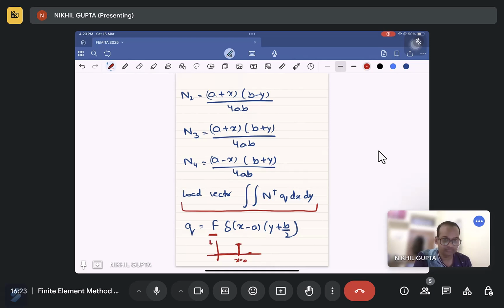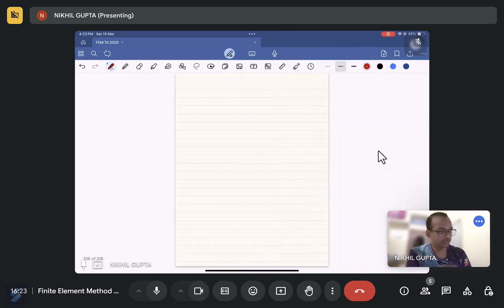Okay. So this F will give you a value only at x equal to a and y equal to minus b by 2. Okay, clear? So this delta is defined on two variables, which are (a, minus b by 2). So this q is telling you that F is acting at this point. Whenever you satisfy these two conditions, x equal to a and y equal to minus b by 2, this function will be F, otherwise it will be 0.